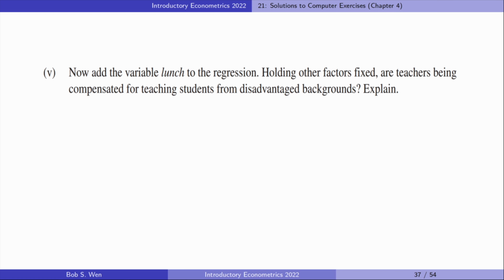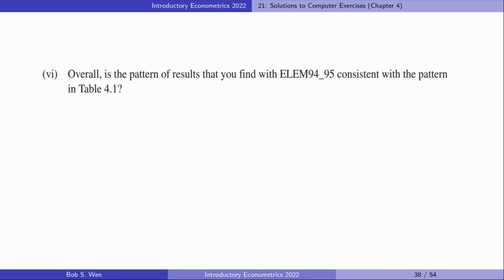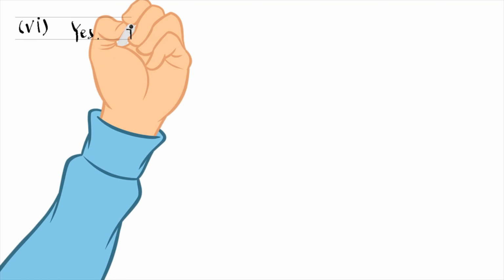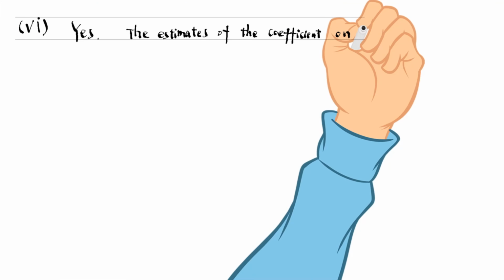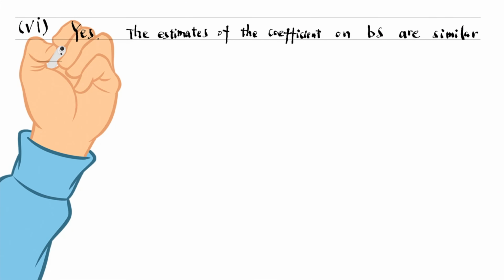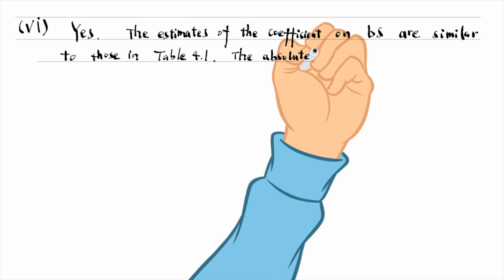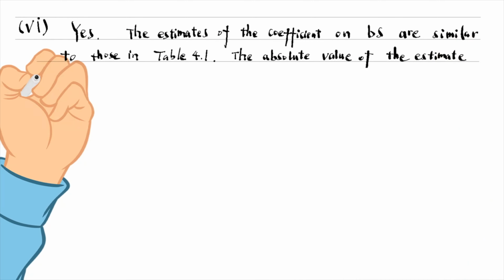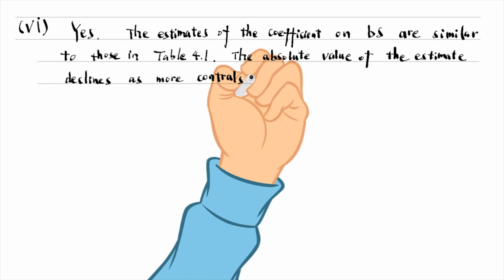The answer is yes to the last question. The estimates of the coefficient on the benefit to salary ratio are similar to those in Table 4.1. The absolute value of the estimate declines as more control variables are added to the model.